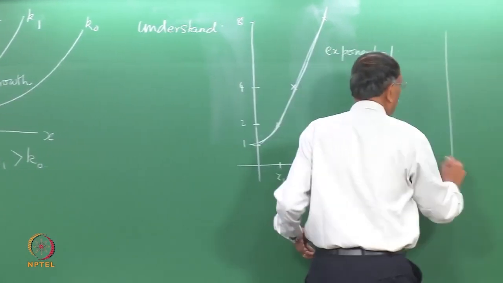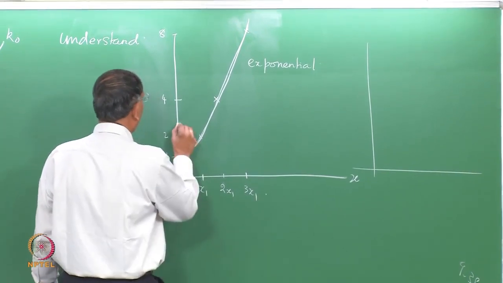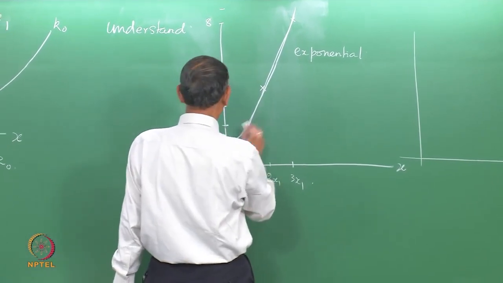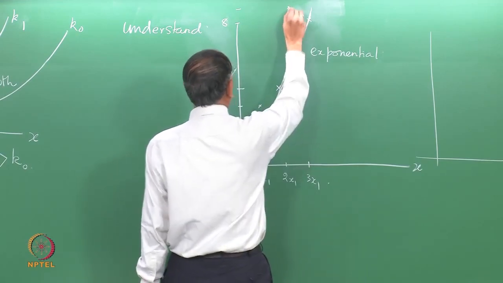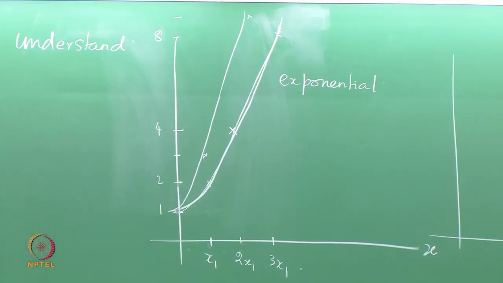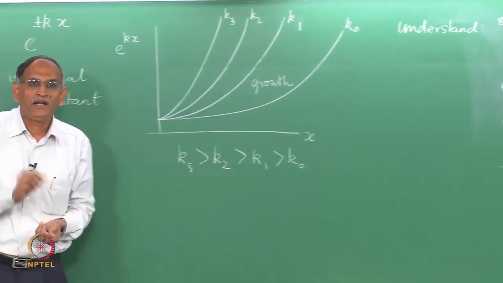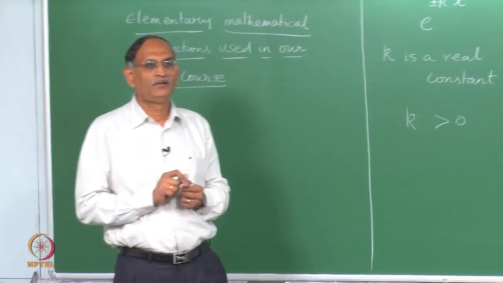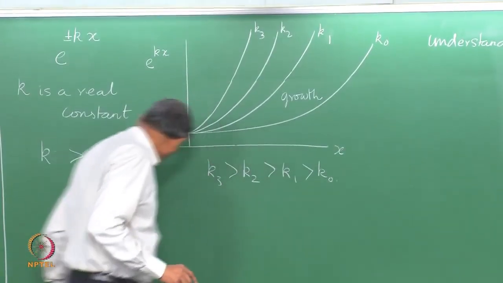If you do it for 3, quite obviously it's even steeper. Or in this picture itself, if you do it for 3, you are somewhere here, and then 9, you are somewhere here. So the point is, you have here, and then for 2x1, you are here, and you see that the function grows even steeper. This is what is implied by k. k tells how fast, in what ratio, the function grows with respect to the variable x. This is for exponential growth.